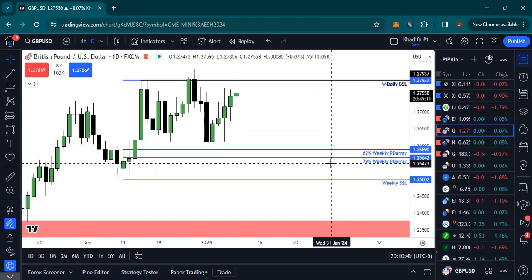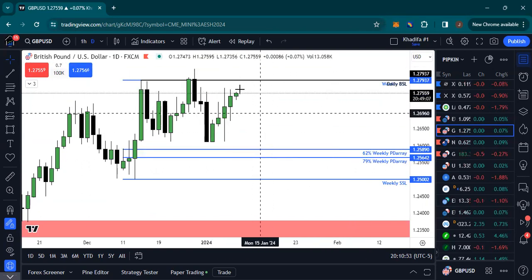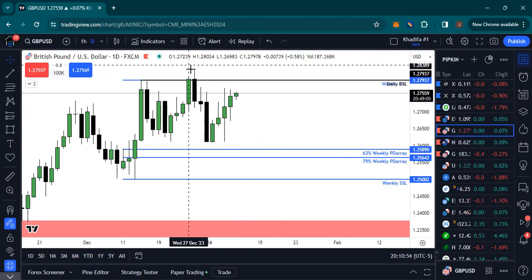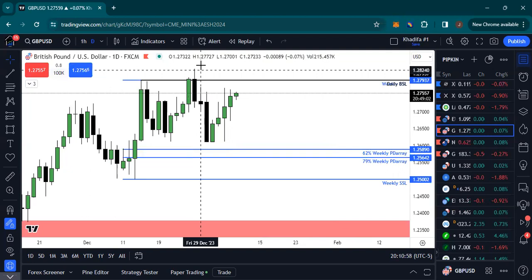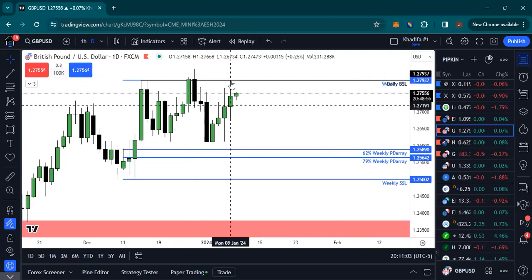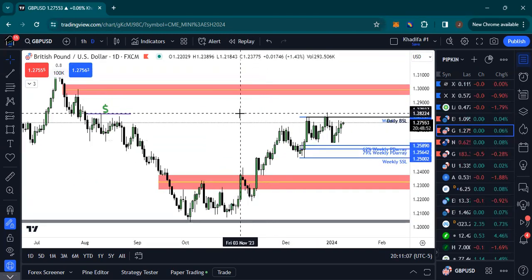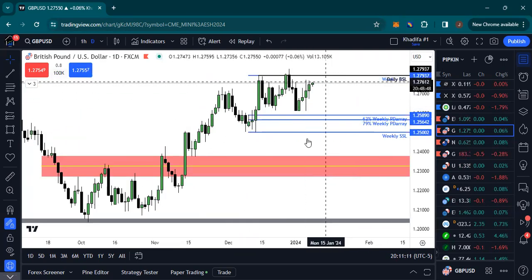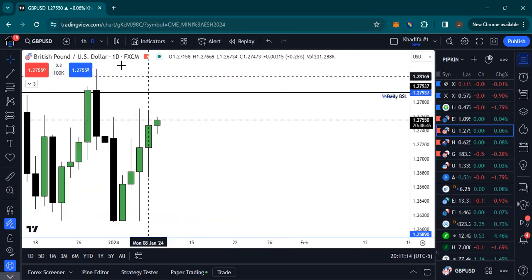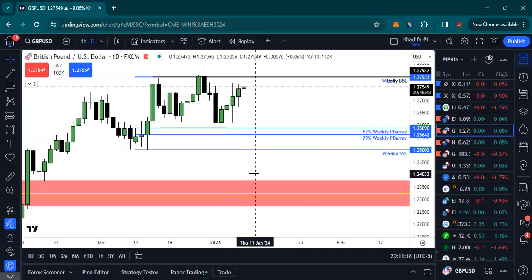Same thing for the pound. I expect us to continue higher. I would like to see us run this buy side liquidity from the 28th of December, and see how price reacts once we run that buy side liquidity, right?